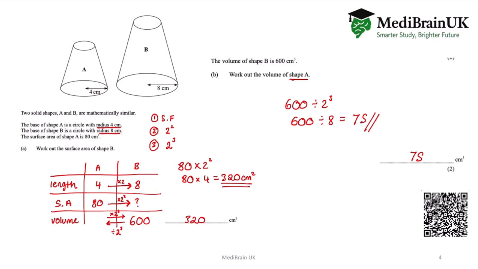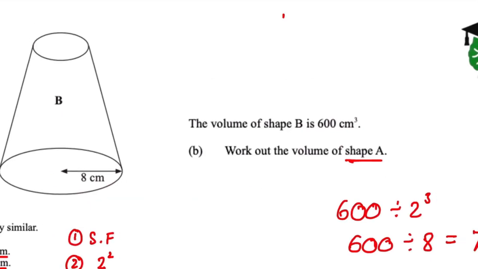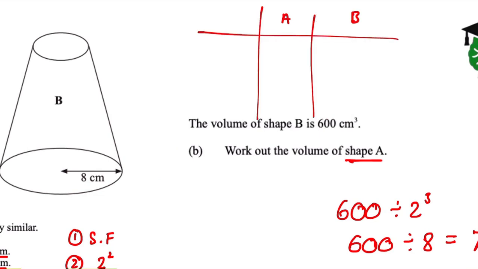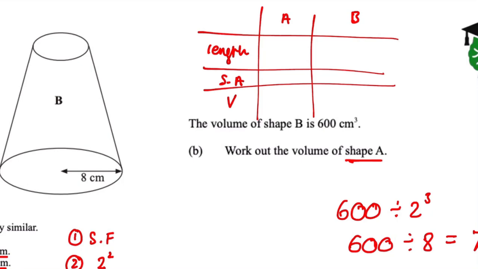Okay, now sometimes you might not be given what the length is. If you're not given the length, you might be given the surface area. Okay, let's say we draw a quick table over here, A and B. We've got length, surface area, and volume. And let's say we were given this is 10, and this is 20, and this is 5.